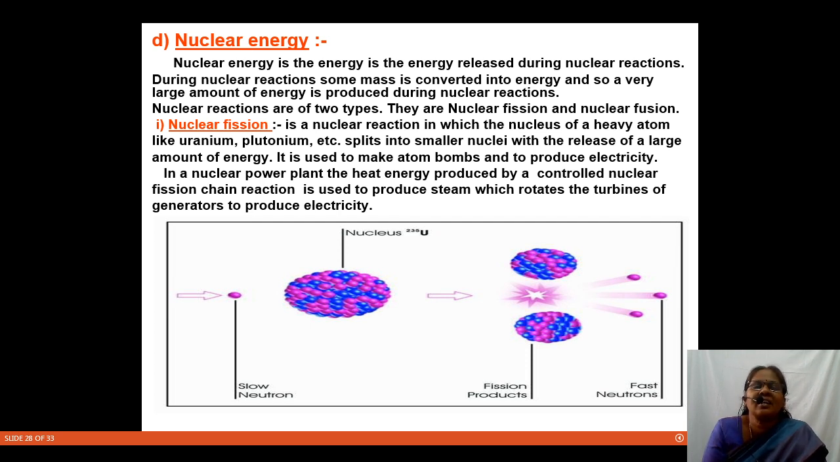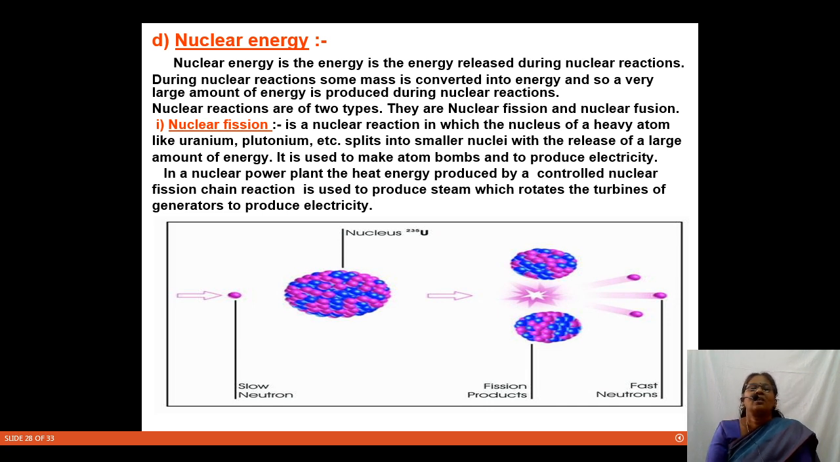The nuclear energy is the energy released during nuclear reaction. Energy is released when? During nuclear reaction. Some reactions we have to make to release the energy from the nucleus of an atom. During the nuclear reaction, some mass is converted into energy. And so a very large amount of energy is produced during nuclear reactions.